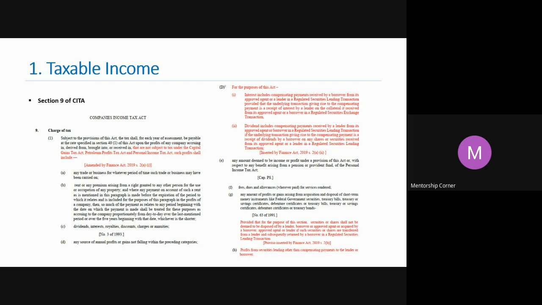So subsequently, we have any amount deemed to be income or profit under the provision of this act with respect to any benefit arising from a pension, provident fund, and personal. So I don't want to bore you guys with all this storyline, right? But section 9 of CETA talks about taxable incomes. So we can all go back and read them subsequently.